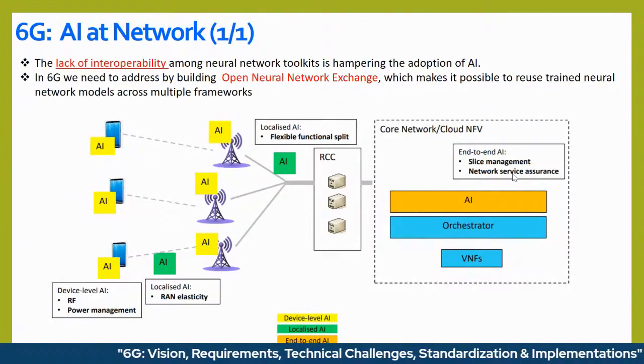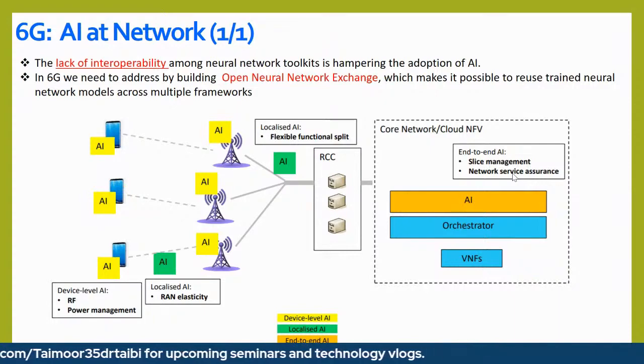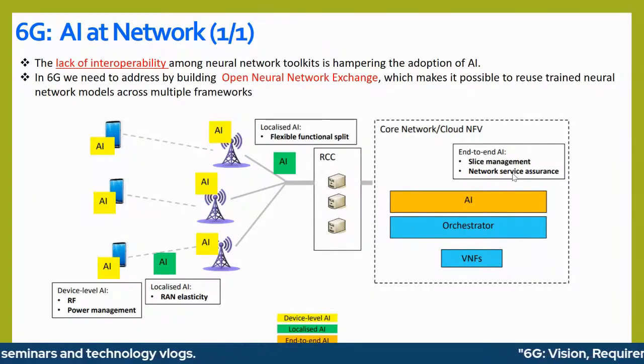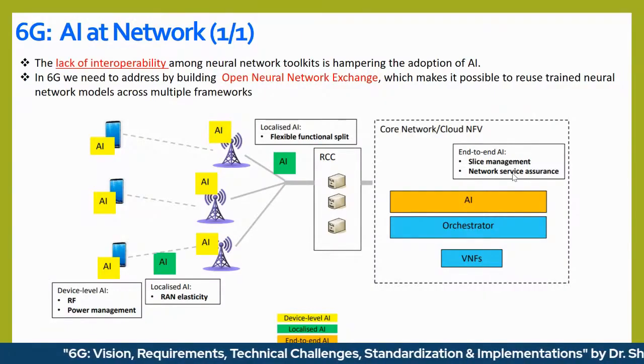6G is quite interesting. For 5G, but in 6G we need things which are not possible in 5G. For example, there is a lack of interoperability between devices, because one machine learning algorithm cannot run on any other node. Also there is no open neural exchange where you can share the data, which would make it possible to reuse the trained neural network model across all frameworks. So this we need to figure out.